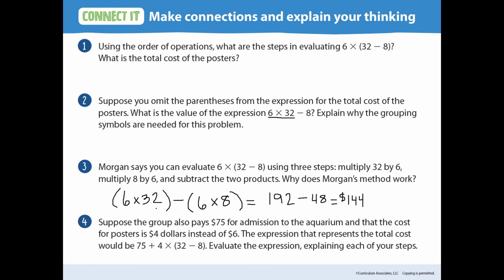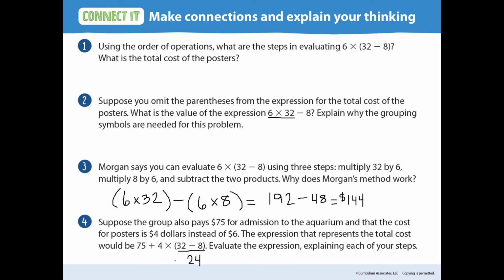Number 4. Suppose the group also pays $75 for admission to the aquarium and that the cost for posters is $4 instead of $6. The expression that represents the total cost would be 75 plus 4 times 32 minus 8. Evaluate the expression explaining each of your steps. All right, we would do the 32 minus 8 first, and that gives us 24.